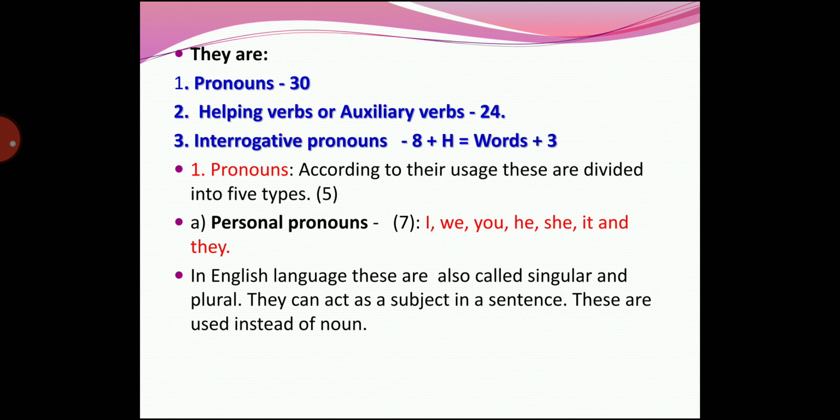Now, coming to the usage, they are pronouns 30, helping verbs or auxiliary verbs 24, interrogative pronouns 8, and H words, which means how much and how many, 3. The total W and H words are 11, and together they are 65 words.